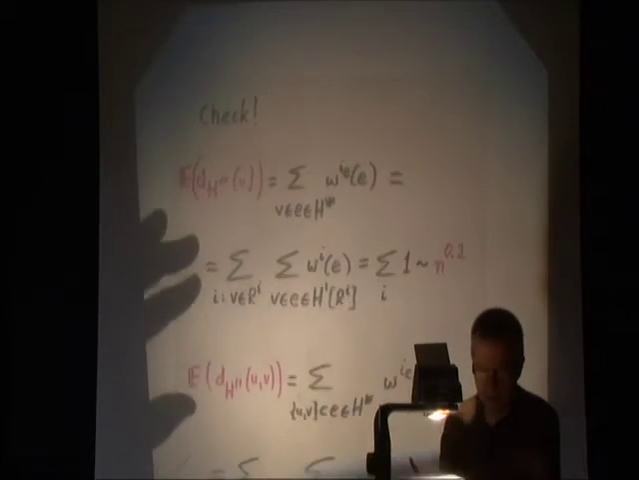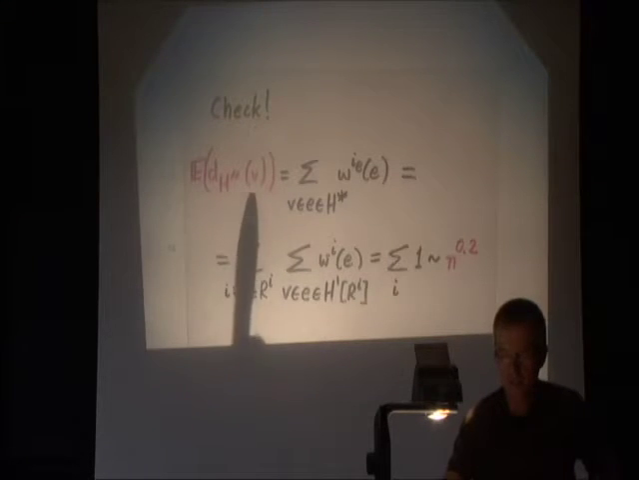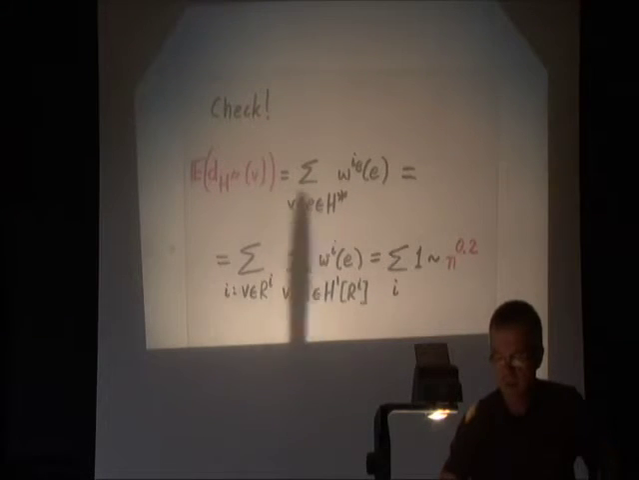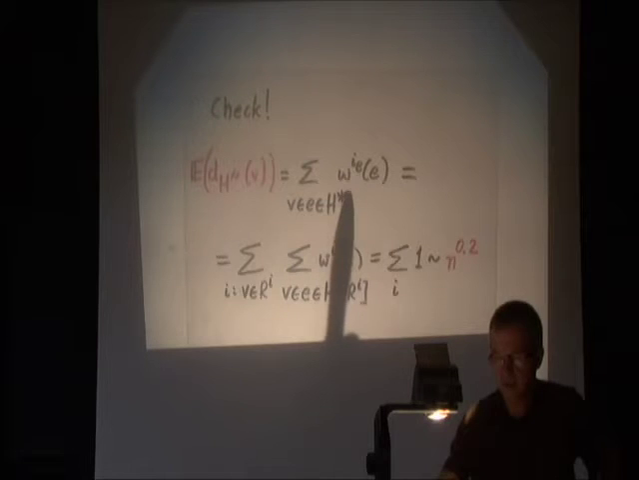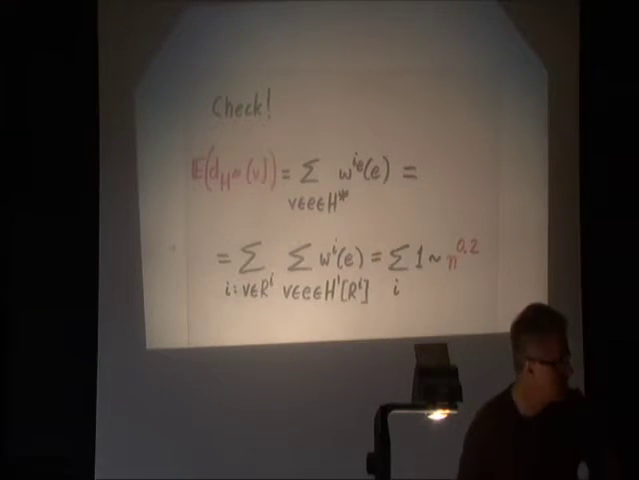And here is a quick check, maybe just the first part. Just the expectation: what is the expectation of the degree of a vertex? We sum over all edges, selected in the first round with this probability, and then the probability of being selected in the second round.